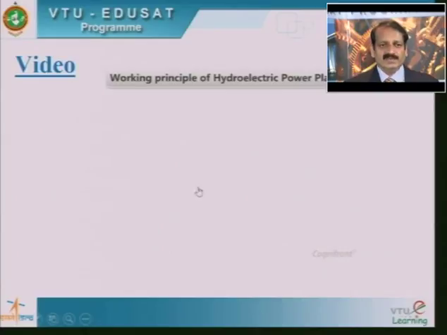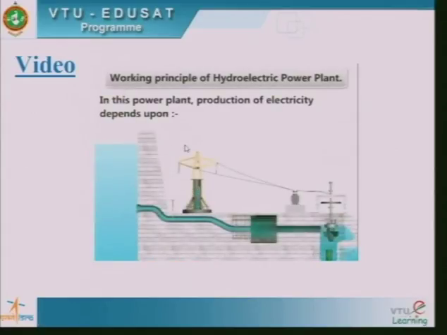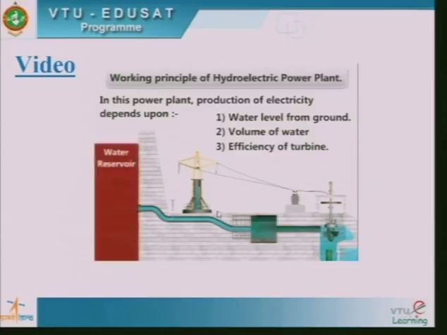So, we will look at a video, short video, which will tell us the working principle of hydroelectric power plant. In this power plant, production of electricity depends upon water level from the ground, volume of the water, that is total water available in the dam, and then the efficiency of the turbine.